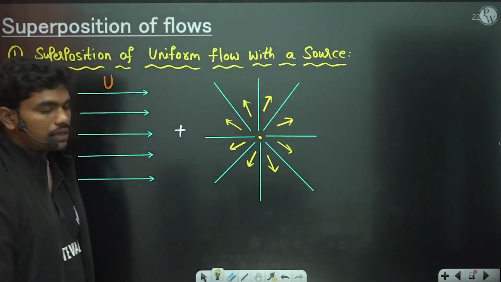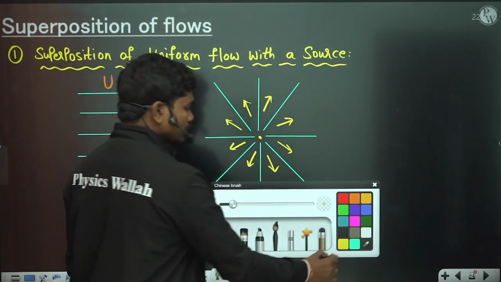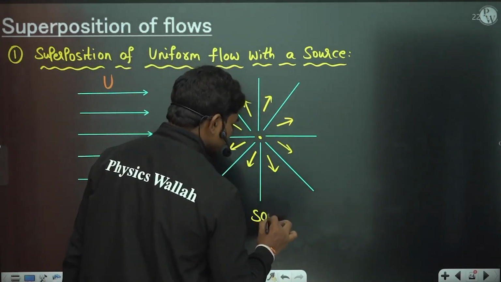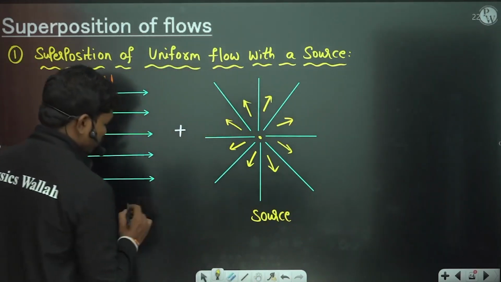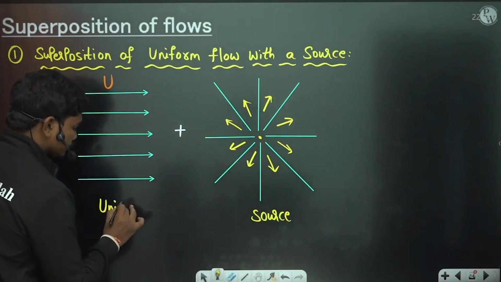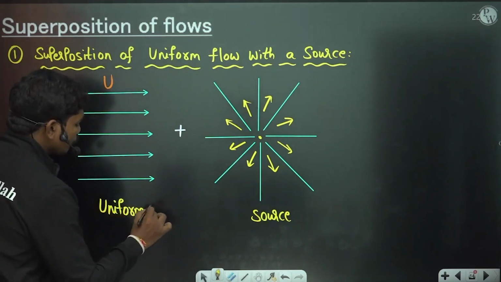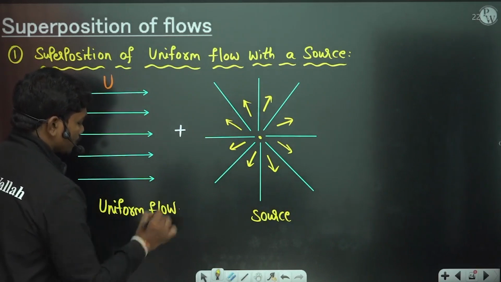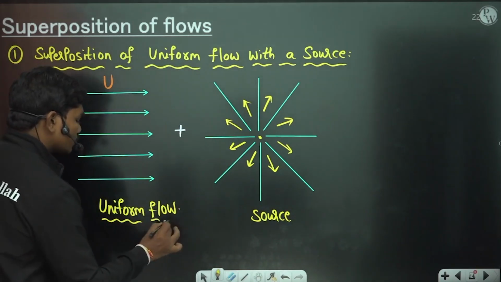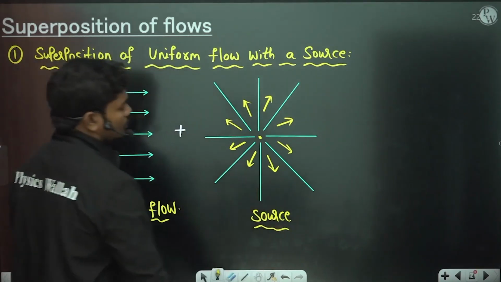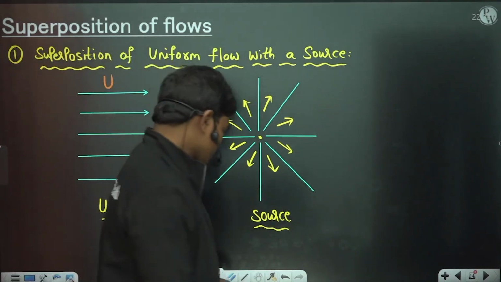Okay, so they are the vertex flows. So this is source and this is actually uniform flow. Okay, so uniform flow and source. So when you combine this, what can be the situation actually? Okay, so that's what we need.